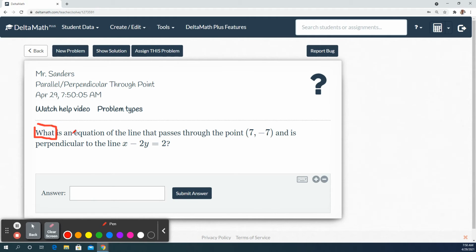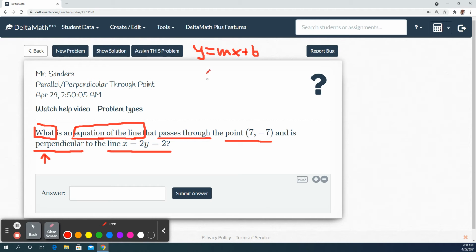What is an equation of the line that passes through the point 7, negative 7 and is perpendicular to the line right here? All right. So you remember the strategy and the steps? All the steps are exactly the same. It's just we have to use the fact of what parallel and perpendicular mean to the slope. So what did I do first? Equation of the line. That has a formula. We write the formula out.